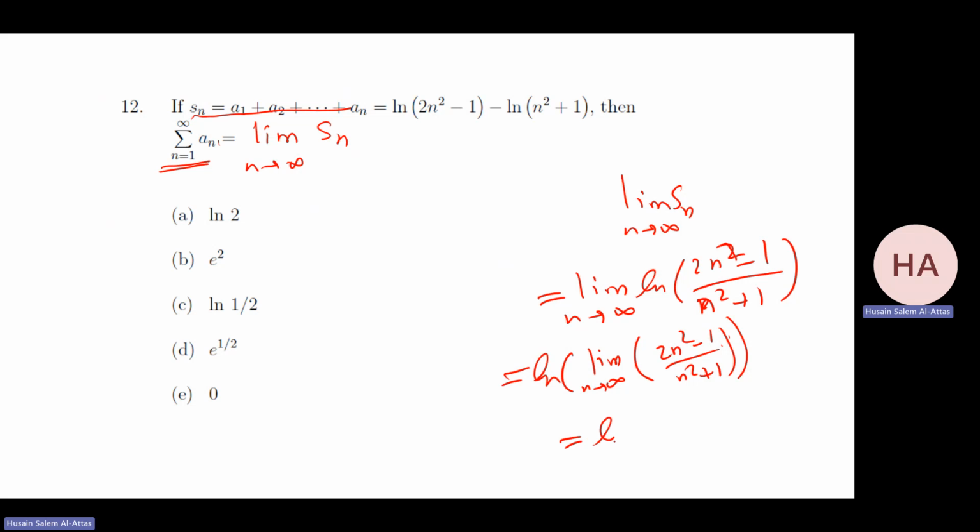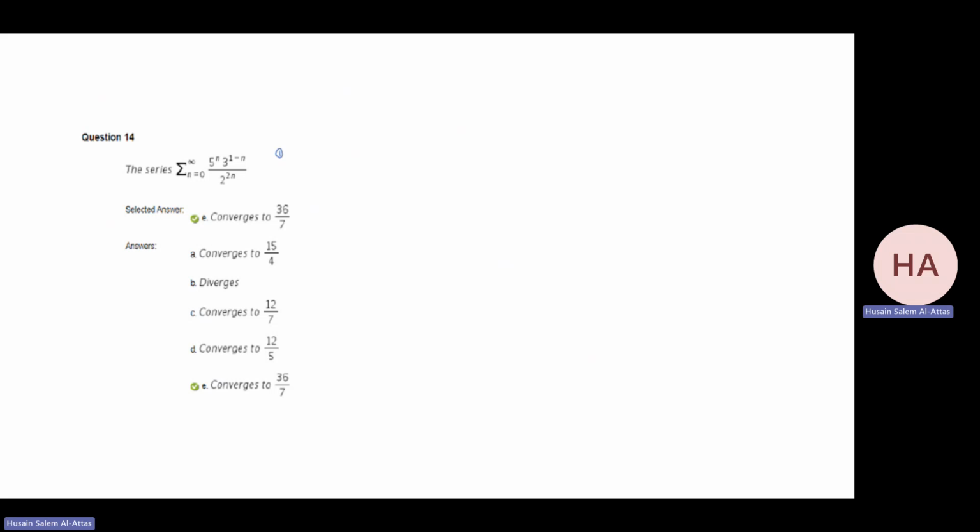That gives me ln of, this is what? 2. Same degree, so it will be ln 2. So this one gives me ln 2. That's it, and that will be the answer. Let me do this one.